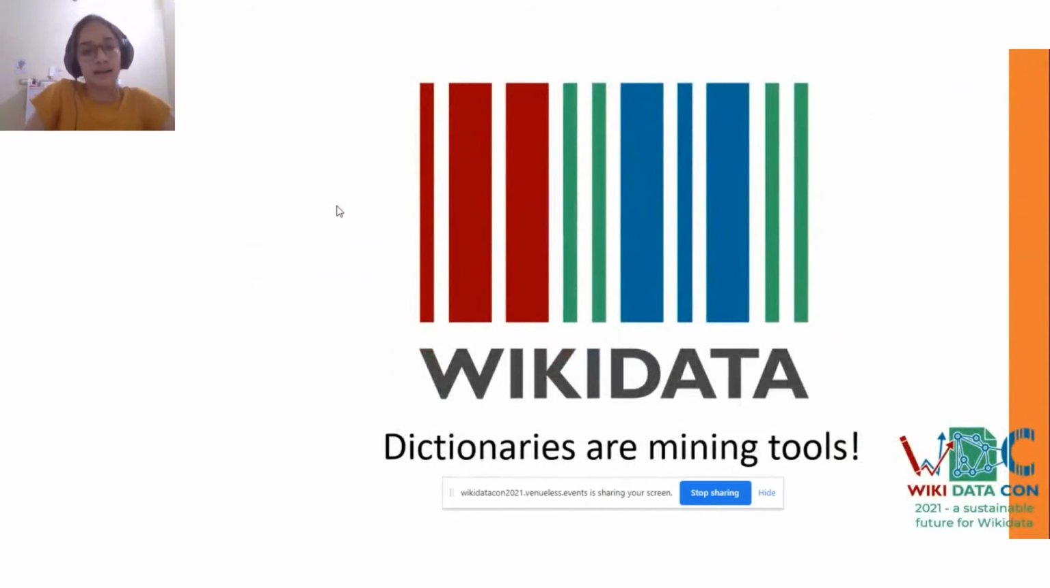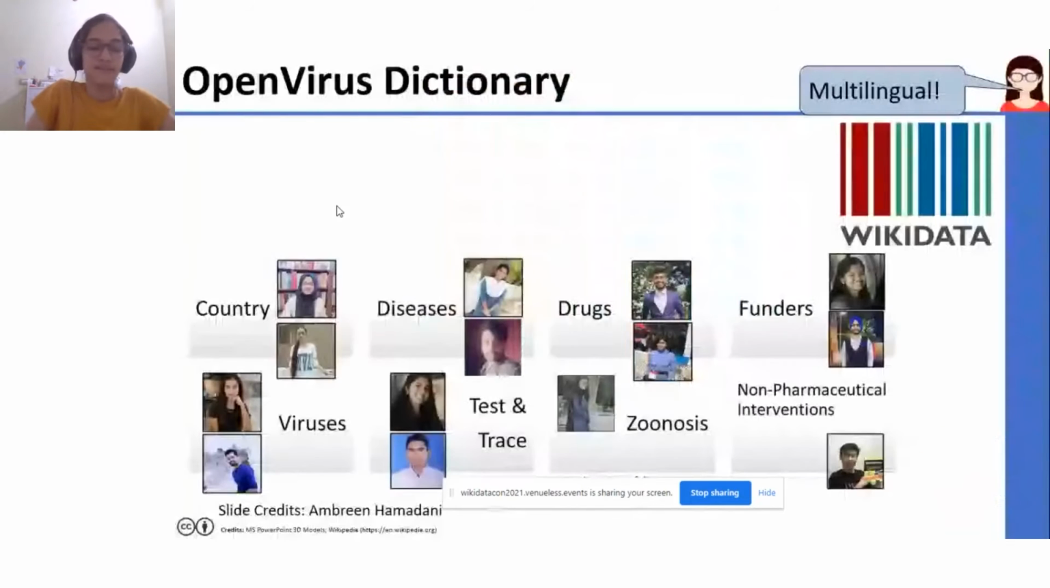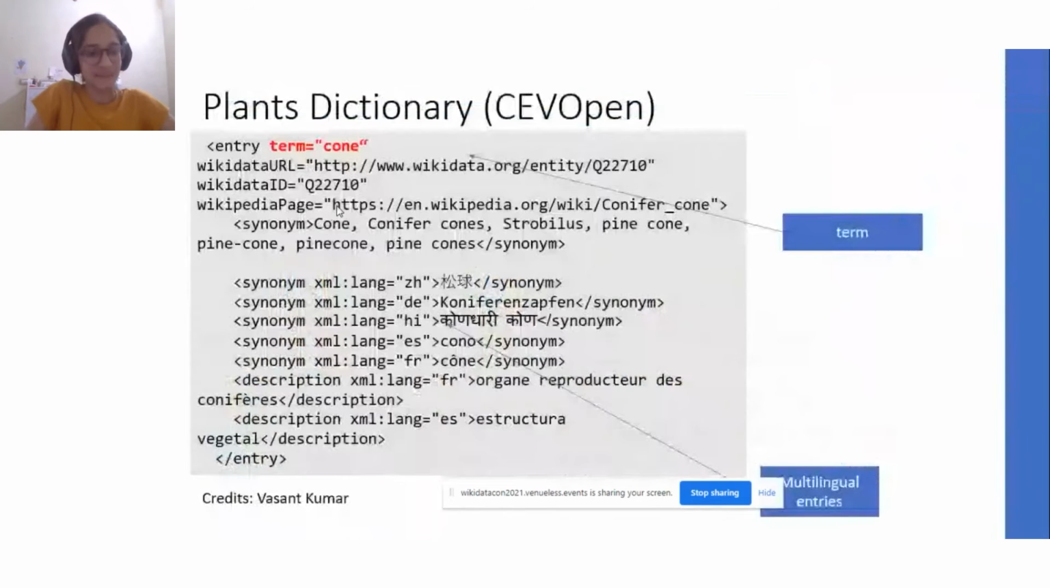dictionaries are our mining tools, and we create all of our dictionaries from Wikidata. So we have created a ton of dictionaries, both at Open Virus and CV Open, including country, disease, drugs, funders, and so on. And all of these dictionaries are multilingual, thanks to the fact that Wikidata also catalogs information in many, many, many languages. So this is a typical example of how a dictionary looks.